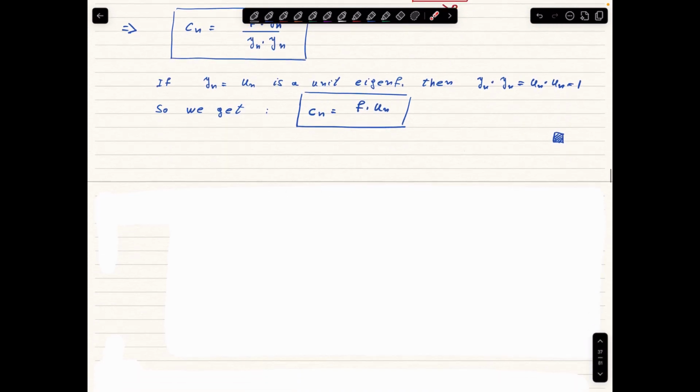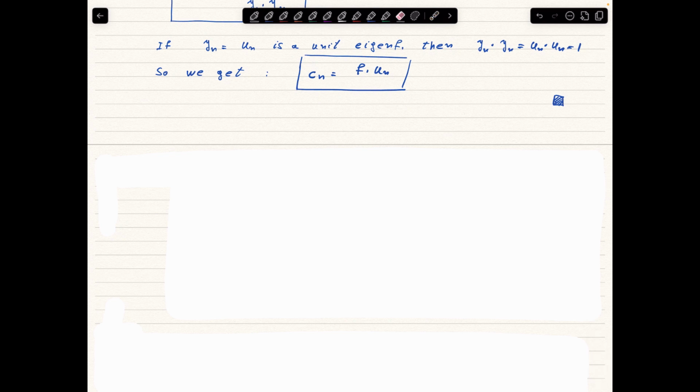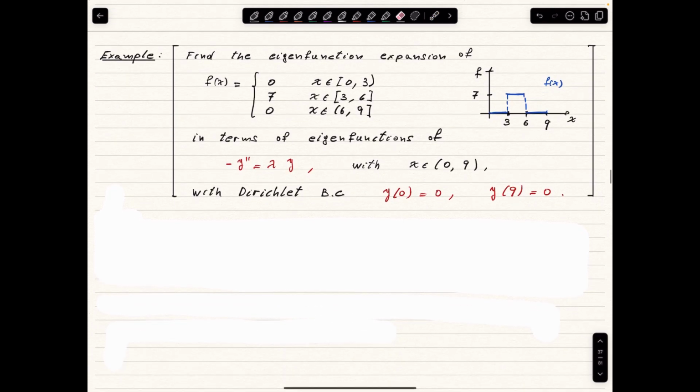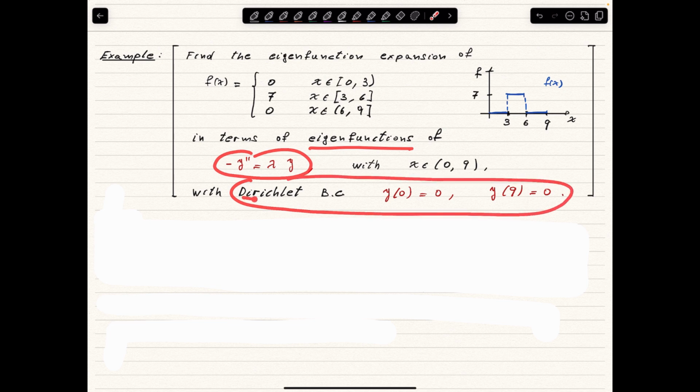Let's see how this calculation looks in an example. Suppose we have this function f of x that is 0 between 0 and 3, and also between 6 and 9, and between 3 and 6 is constant and takes value 7, so the function is obviously discontinuous at 3 and at 6. So compute the eigenfunction expansion of this function in terms of the eigenfunctions of this problem, which is the problem with Dirichlet boundary conditions.